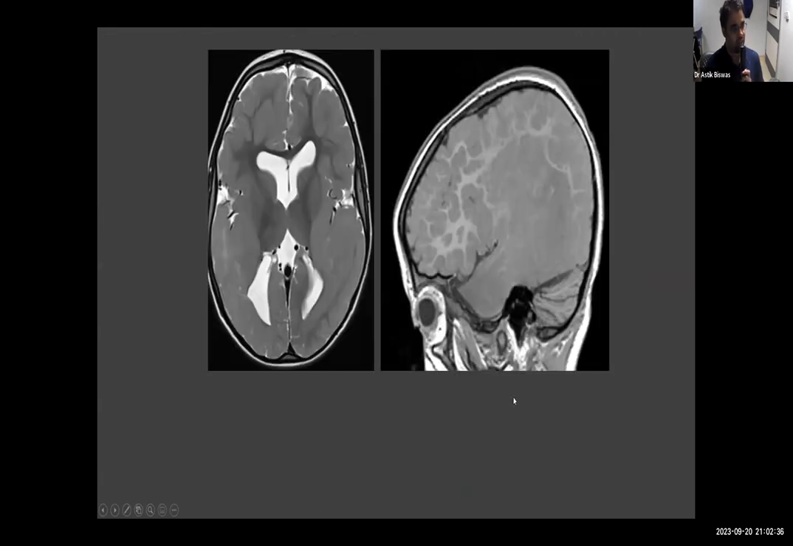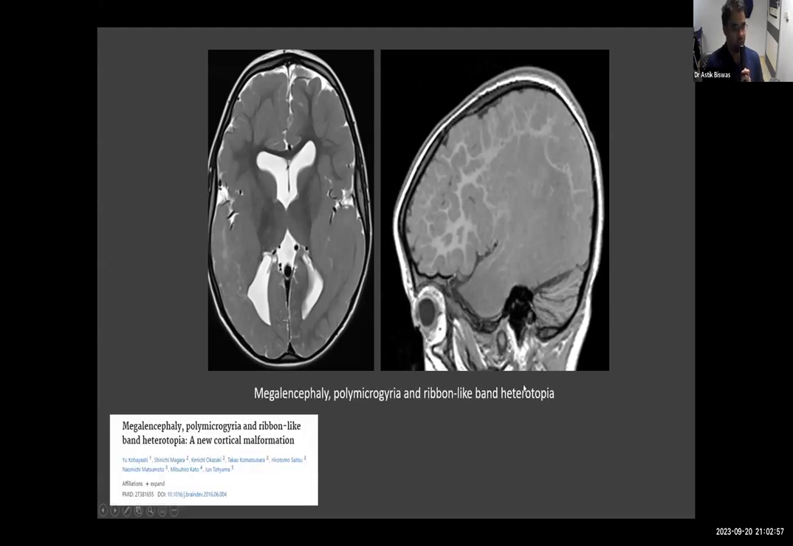Having said that, we still don't know a lot of things. And this case, for example, again looked similar to the previous one. There were slight differences because there was no callosal agenesis and there was this posterior predominance, but also this very ribbon kind of heterotopia. And we don't have a diagnosis for this yet. But the phenotype can be described as megalencephaly, polymicrogyria, and ribbon-like band heterotopia.